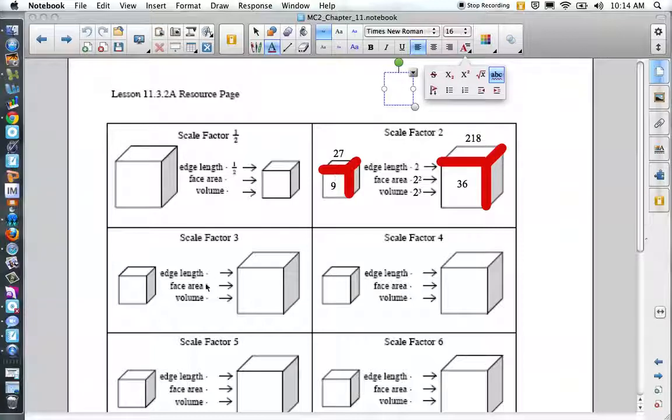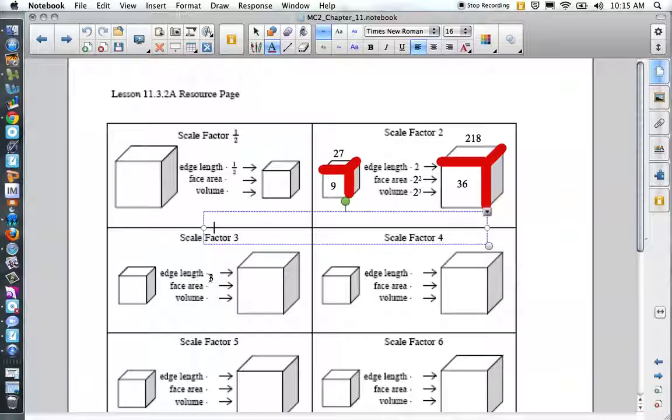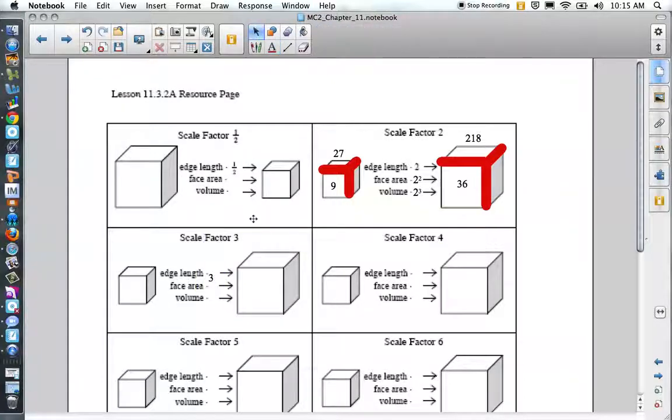By now, you should have done this. So the edge length, what you should have gotten, and this should be easy, is 3. If your scale factor is 3, your edge length will grow by 3. I'm trying to grab that 3 and move it up. There we go. Now, if that is 3, then my face area is going to grow by 3 squared. By the way, if you think about what 3 squared is, you're going to know that this is going to be 9 times bigger.